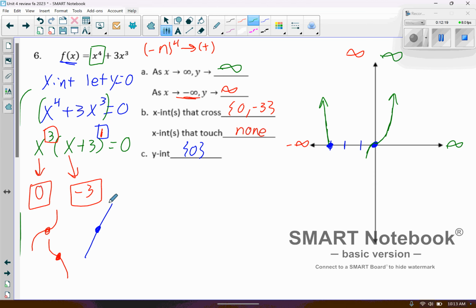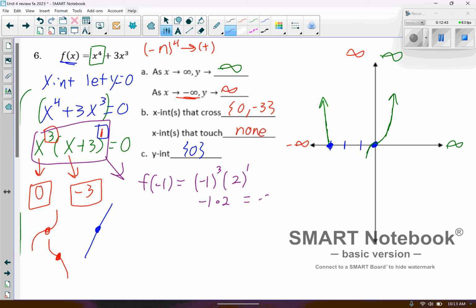So the last thing we want to do, and I'm just going to take this right here, is evaluate the function at f of -1. That would be -1 to the power of 3 times -1 plus 3, which is 2 to the power of 1, which is just 2. Well, -1 cubed stays -1, times 2, which gives us -2. So I'm going to dip down to about right here or so.